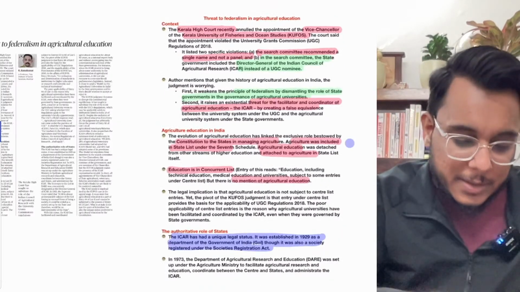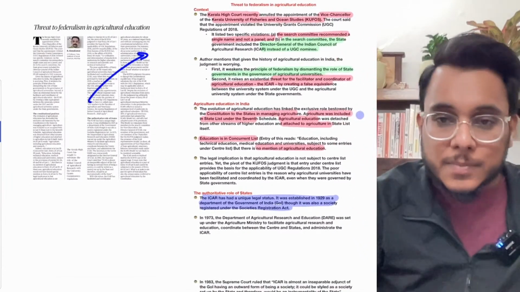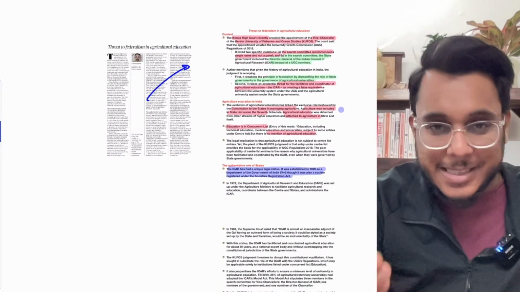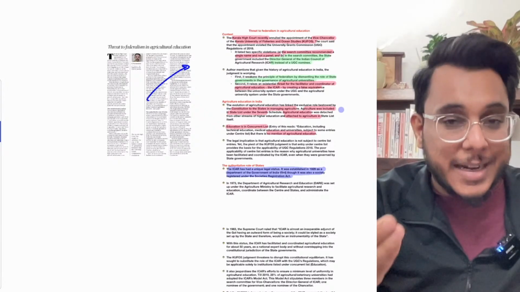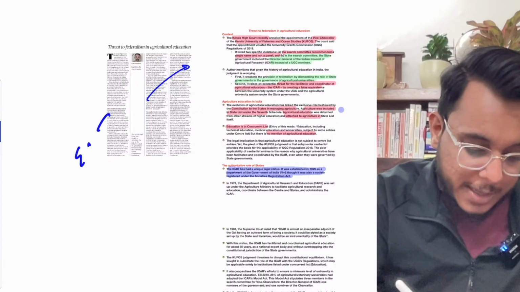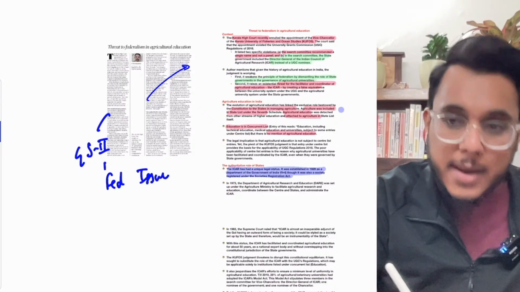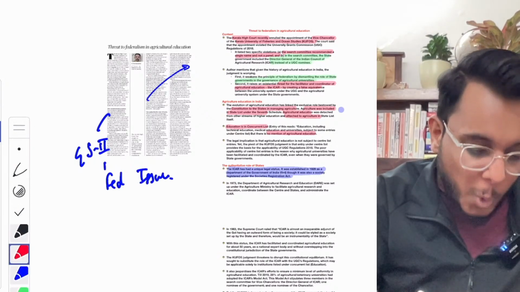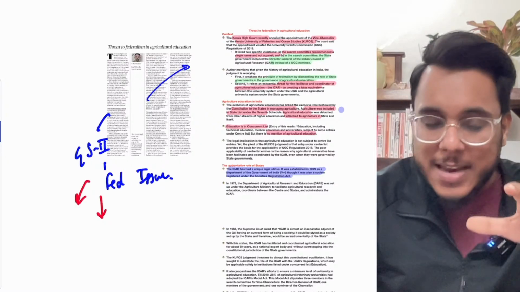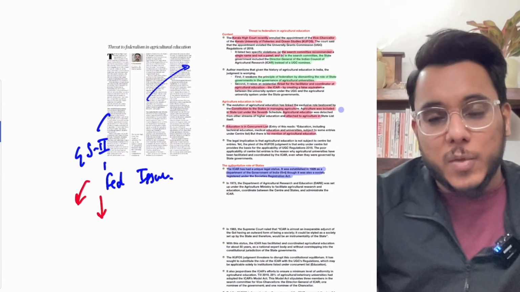Okay. Then, threat to federalism in agricultural education. Now guys, this particular article is talking about how federalism is under siege, under confrontation, under a lot of frictions that have come. Now, we will see this article with respect to GS paper number 2, federal issues. Before going into this article, guys, in the past week or around 10 days, we have taken multiple articles on federalism because of the Kerala controversy that is going on.